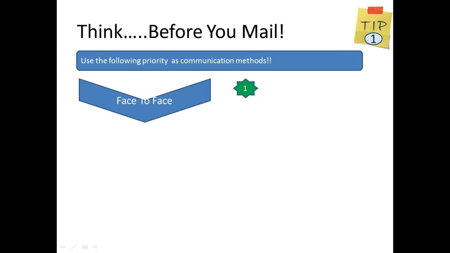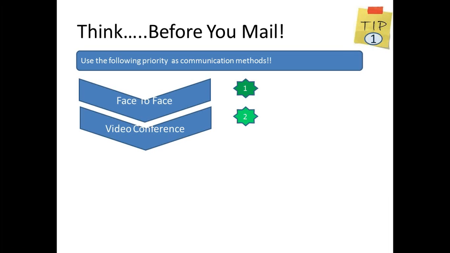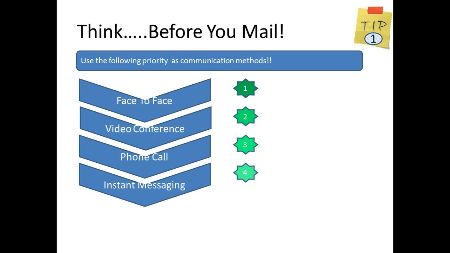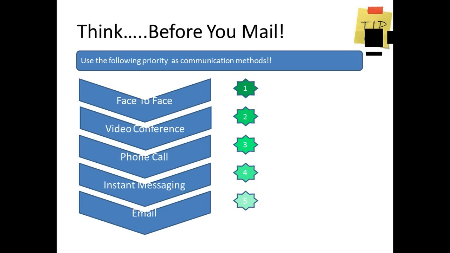First one, wherever possible, please do a face-to-face meeting. If you can't do a face-to-face meeting, please do a video conference. If you can't do a video conference, please pick up the phone and call. And if you can't do a phone call, please use instant messaging and communicate your message. And if you can't do any of these, then resort to writing an email. So I think the first and most useful tip is to think before you mail and follow a priority as follows.